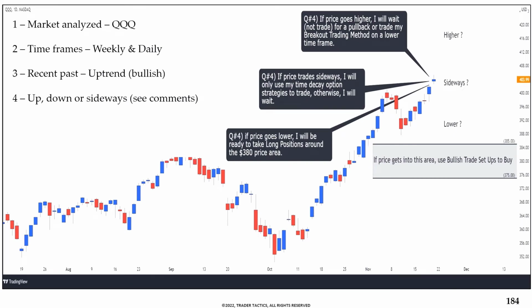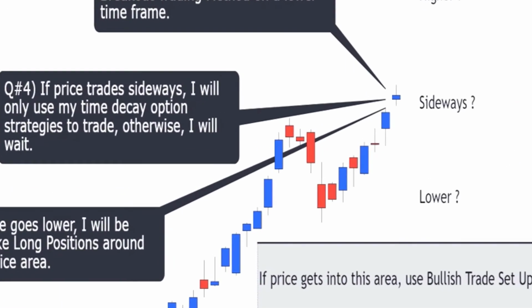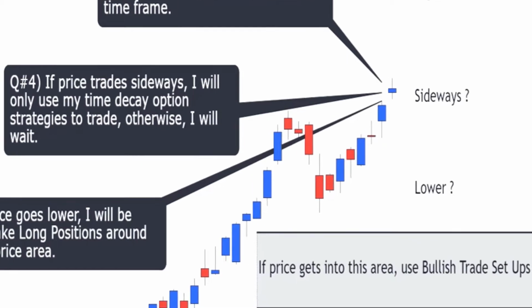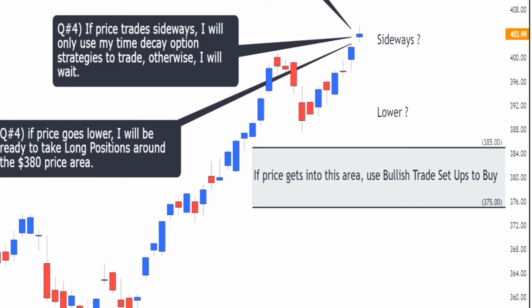Now let's look at the next one, the middle one. If price trades sideways, I will use my time decay option strategies to trade. Otherwise, I'm just going to wait. Well, what if price goes lower, the third option? If price goes lower, I will be ready to take long positions around the $380 price area. So if price drops down lower, I will be prepared to buy using my bullish trading setups.